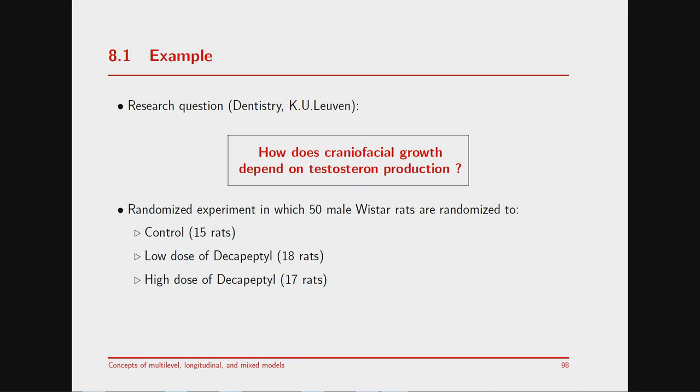They took 50 animals, 50 rats, all males, all of the same type, Wistar rats, and they randomly assigned them to 3 different groups: a control group, which contained 15 rats, and then 2 treatment groups. And the treatment was a low or a high dose of a drug called decapeptyl, which reduces the production of the testosterone in the animals. So here it's not that they would give additional hormones to the animals. No, they reduced the hormone production in the animals, just to see what would happen with these animals.